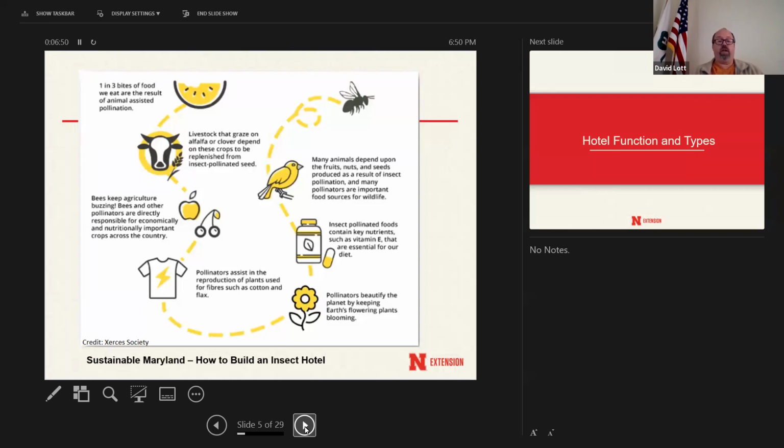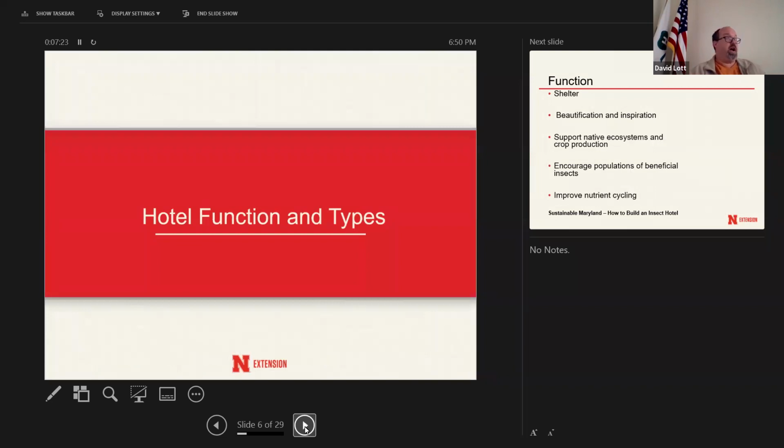They also are a major part of nutrients such as vitamin E that are essential for our personal diets. And many animals depend on the fruits, nuts, and seeds produced as a result of insect pollination. So this takes us full circle. Maybe this looks a little elementary to some of you, but it's always a good reminder to know how important these insects are. And it's more than just the honeybee. So we have lots of other really great insects that do a good job.